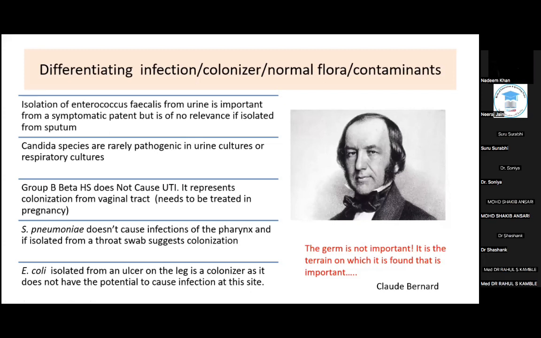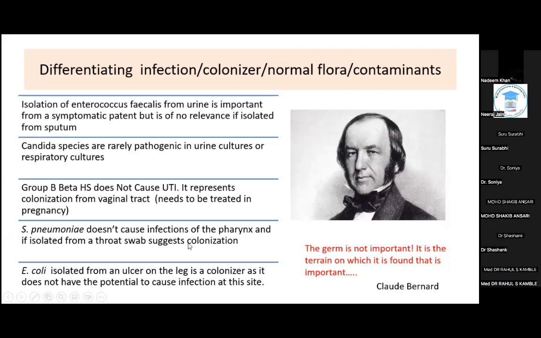For example, isolation of Enterococcus faecalis from urine is important in a symptomatic patient, but it will be of no relevance if isolated from sputum. Similarly, Candida species are rarely pathogenic in urine cultures or respiratory cultures. Group B beta-hemolytic streptococci do not cause UTI. It represents colonization from the vaginal tract. So this explains that the habitat of the organisms is very important to interpret the report.